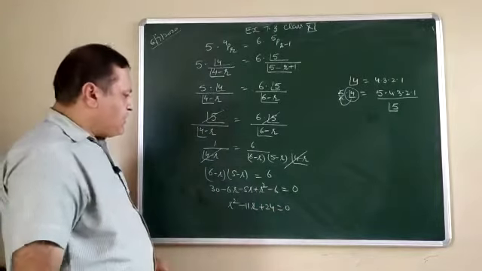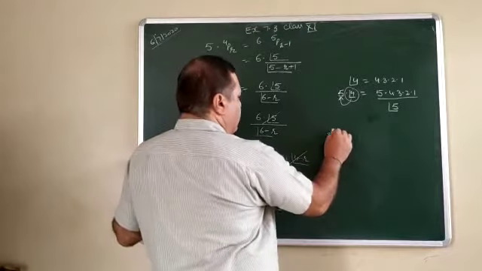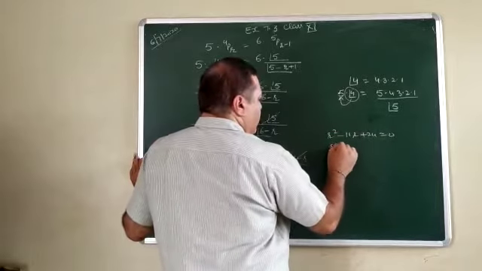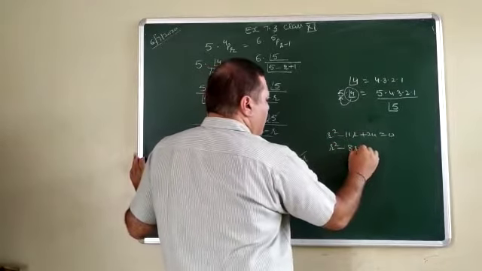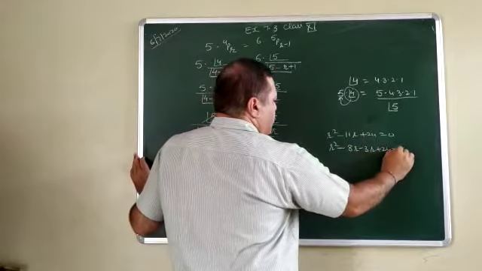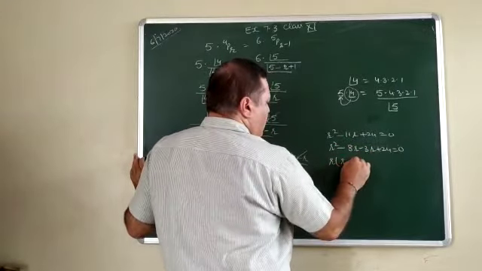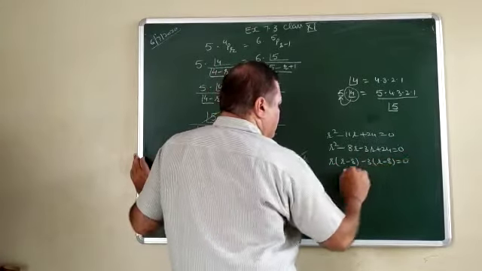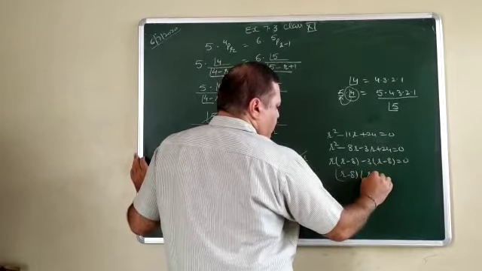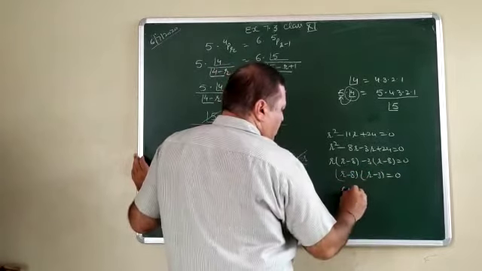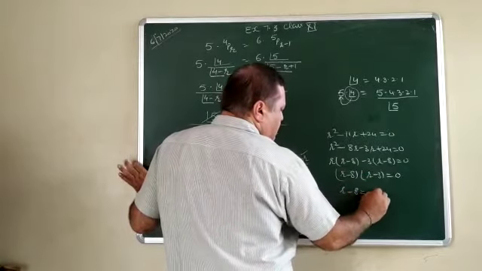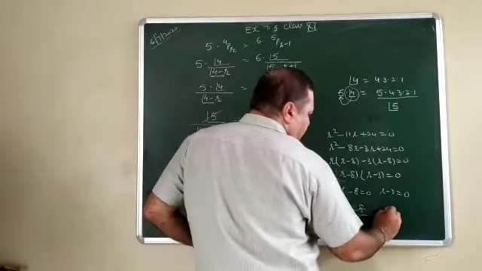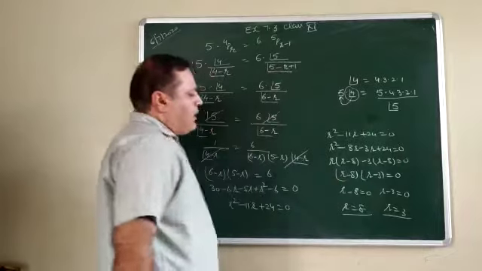Now go for factorization by splitting the middle term. r square minus 11r plus 24 equals 0. Eight threes are 24, so r square minus 8r minus 3r plus 24 equals 0. r common, (r minus 8), minus 3 common, (r minus 8) equals 0. (r minus 8)(r minus 3) equals 0. r minus 8 equals 0, r minus 3 equals 0. r equals 8 and r equals 3. You get two different values.